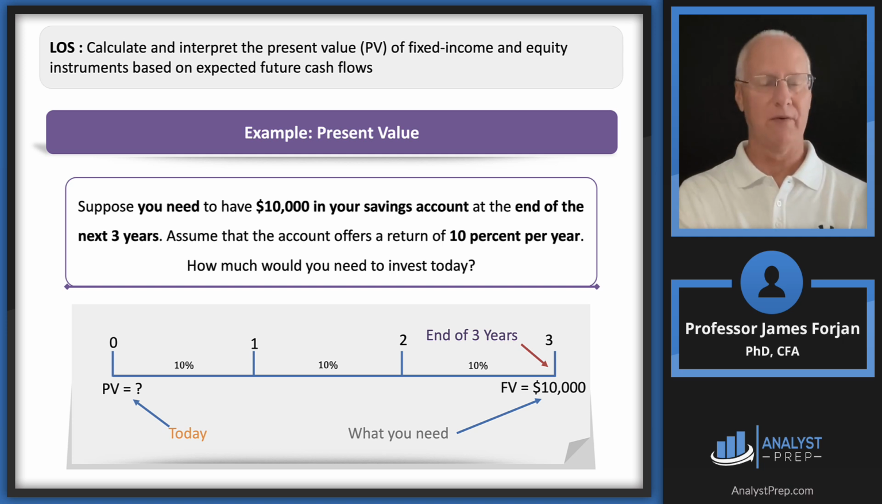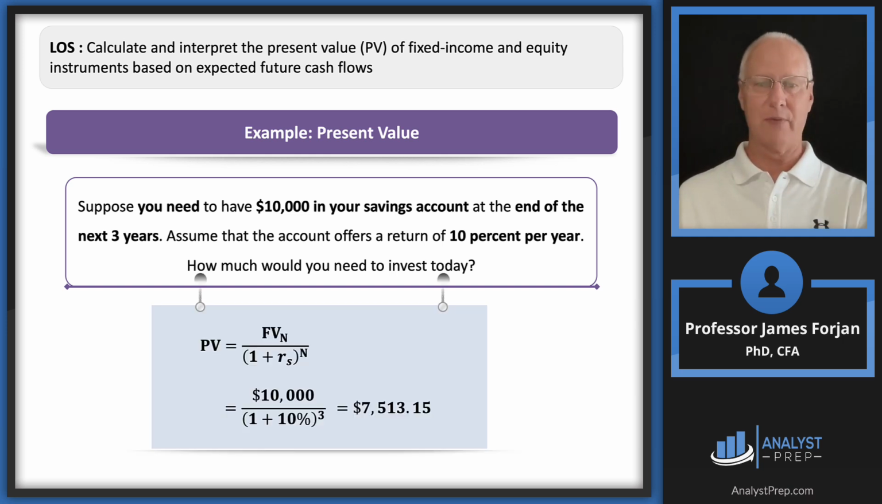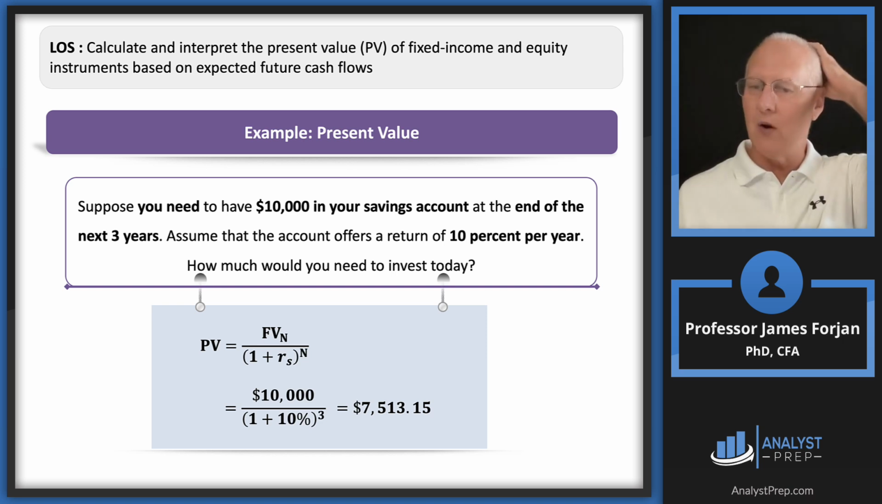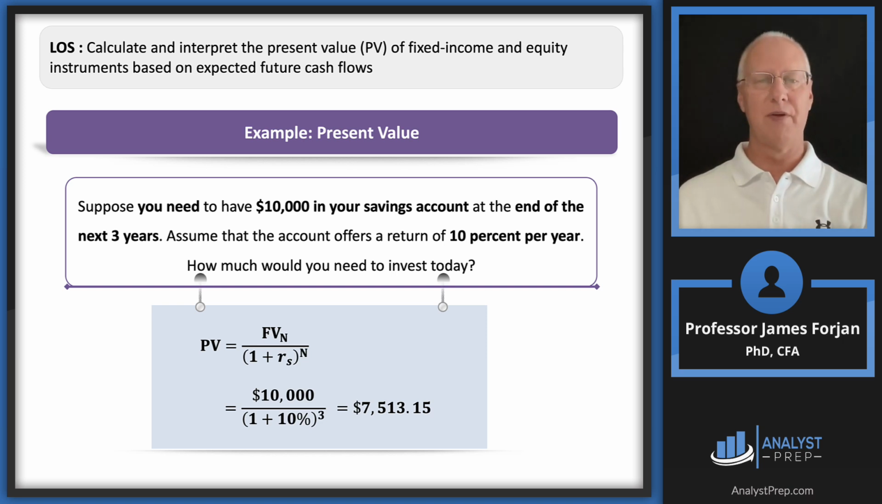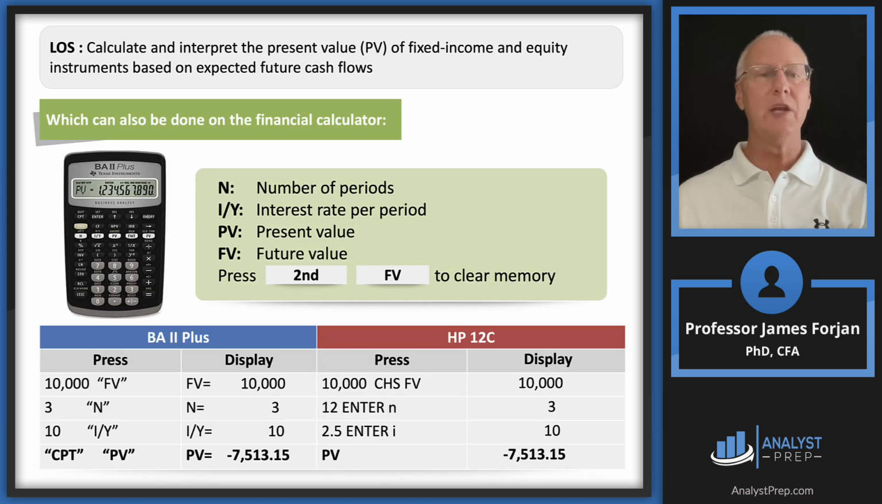We're discounting, right? We're going to use a discount rate to make that future $10,000 less today. So we can go ahead and do the math. We can do it the long way here. We can take the 10,000 divided by 1.10 raised to the third power, and we get that 7513. Or we can use the financial calculator.